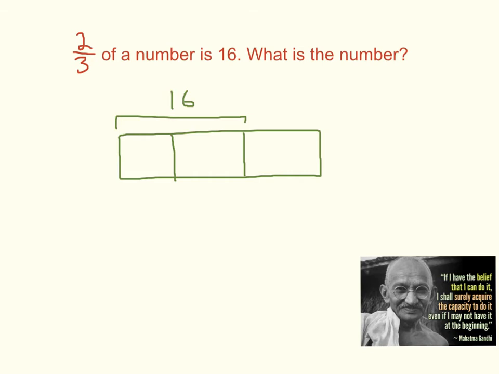Now, see if you can answer this question. I've drawn a Singapore bar to help you to visualise what it might look like. So, if 2/3 of a number is 16, then we can see that each third of a number must be 8. And so the whole number, 3/3 of the number, here, must be 24. I could check by doing 2/3 of 24. Well, 1/3 of 24 is 8, and so 2/3 is 16.